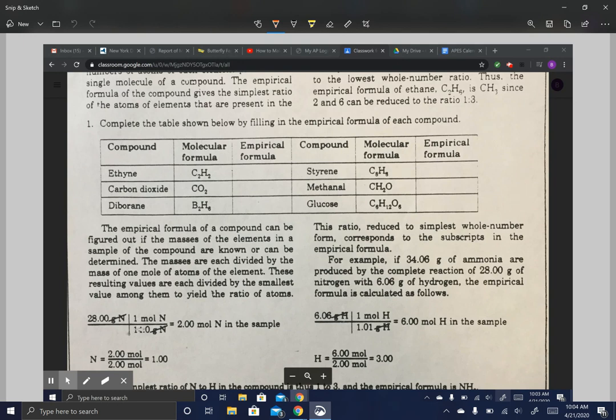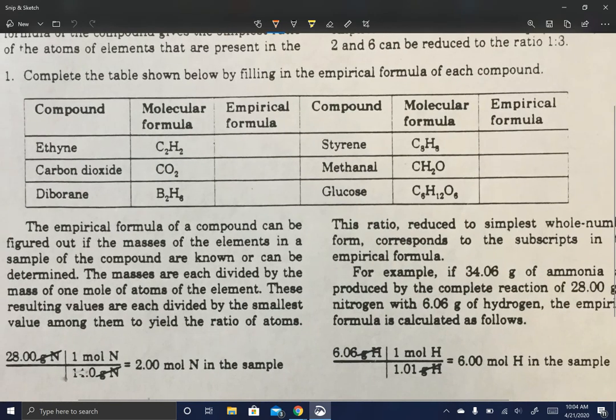So, ethene. Here, let me zoom in here. Ethyne. That's how you say that. Ethyne reduces to CH. CO2 cannot reduce. So CO2. This reduces to BH3. C8H8 reduces to CH. CH2O is the empirical. It's the lowest ratio there. And then CH2O would be the same here. Divide each one by 6. So there you go. That hopefully was not too hard for you.